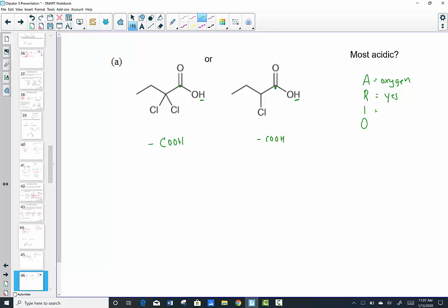The more the better at stabilizing negative charge. So which is more acidic? Obviously the one with 2 chlorines to help stabilize the negative charge over a greater surface area. Easy enough.